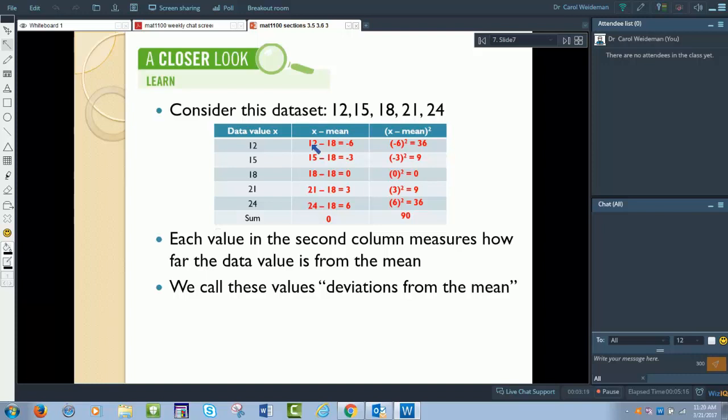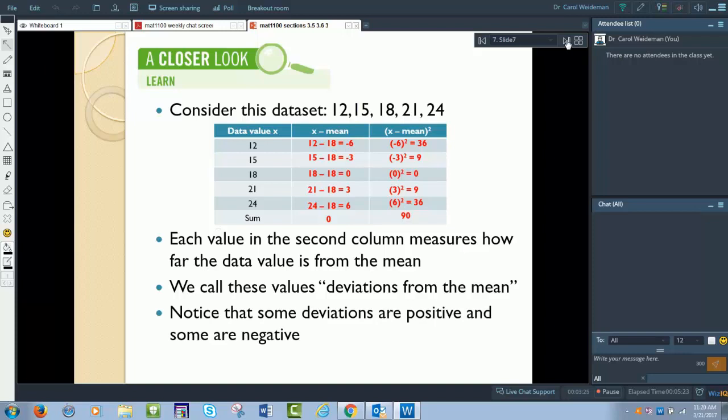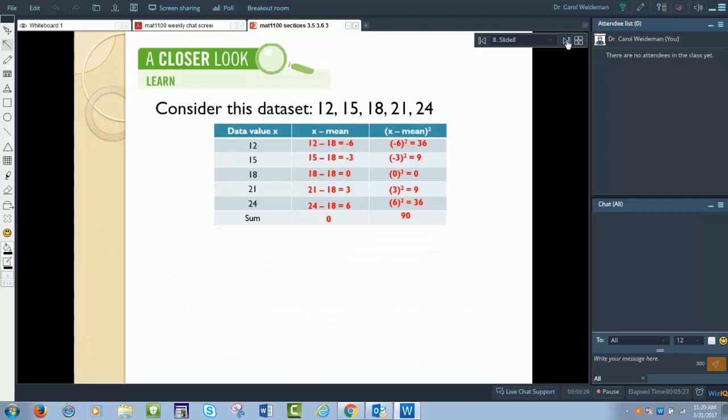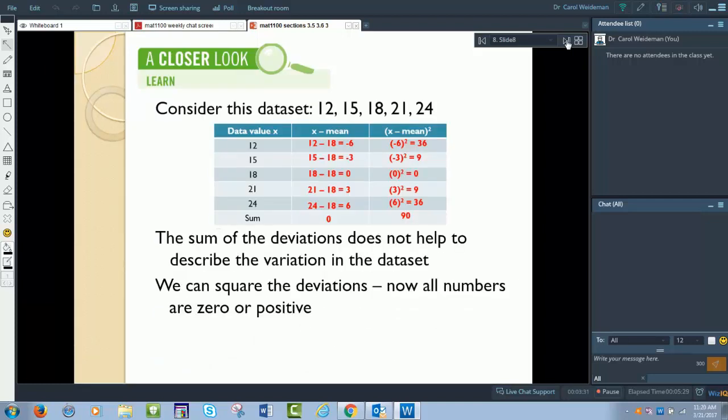The second column is what we call the deviations from the mean. So how far is each data value? What's the distance from the mean? Notice some of those deviations are positive and negative, and they will always sum up to 0. So that doesn't help us. So we're going to square the deviations. Now all the numbers are 0 or positive. And when we add these up, we get 90.